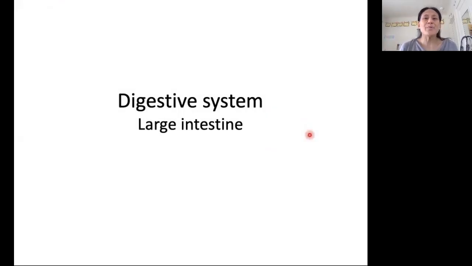Hello and welcome back to our discussion of the digestive system. We have been making our way through the digestive tract. We just went over the small intestine. Now we are ready to talk about the large intestine.